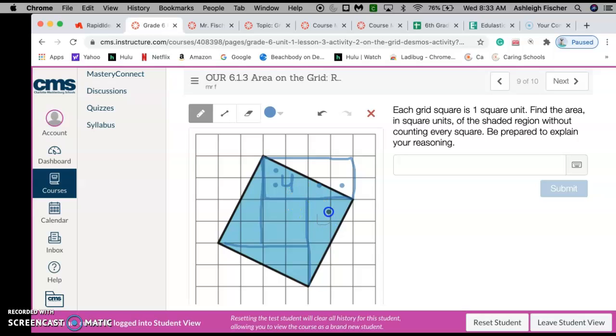Well, I know that's the same shape. I know that's the same shape. I know that's the same shape. And I know that because it's 1, 2, 1, 2, 3, 4, and 1, 2, 1, 2, 3, 4, and 1, 2, 1, 2, 3, 4.